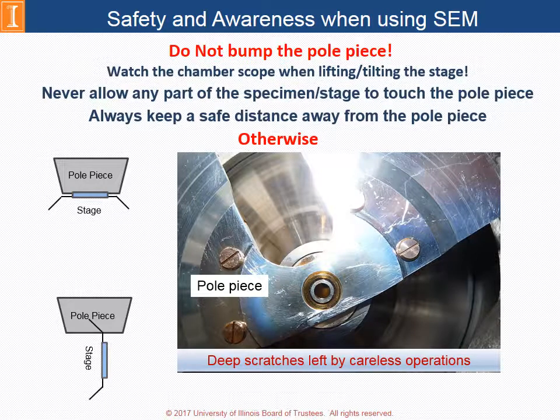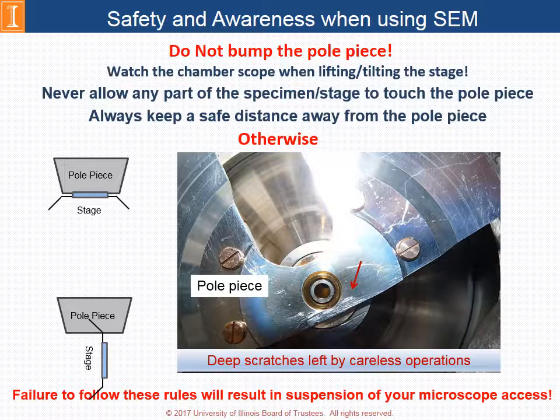This is a picture taken in Hitachi S4800. The pole piece is viewed from the bottom. We can see that the pole piece was scratched badly. These scratches affect the electrical field distribution, which has degraded the resolution to a certain degree. Again, failure to follow these rules will result in suspension of your microscope access.